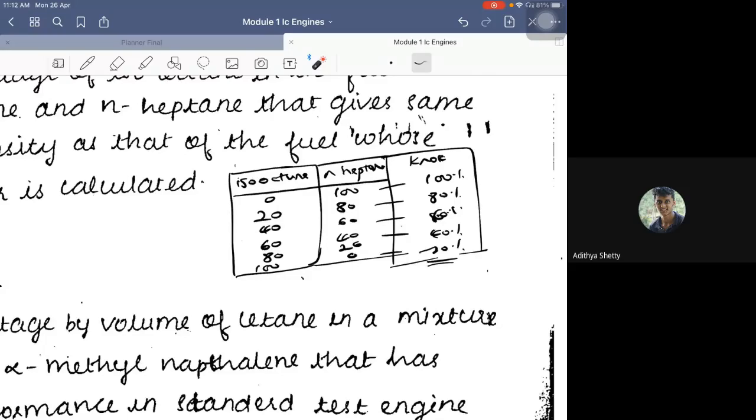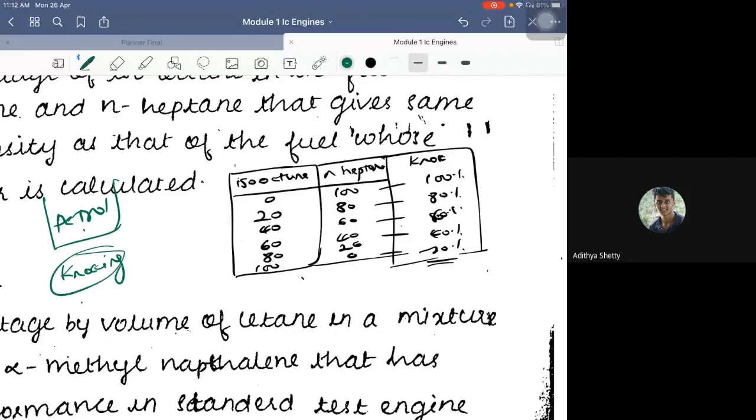Now, I would take some random petrol. I don't know what its knocking characteristics or its knocking number are. So what I do is take this petrol and generate the knocking intensity.